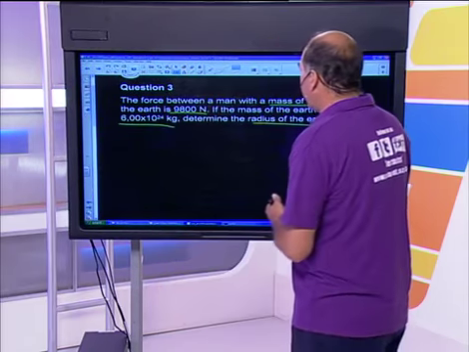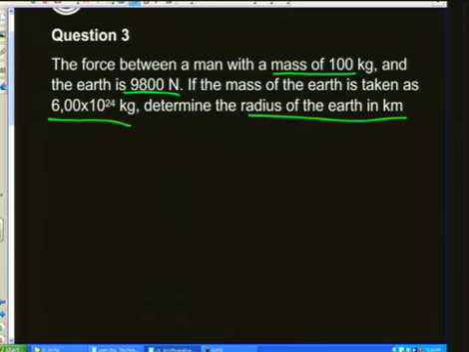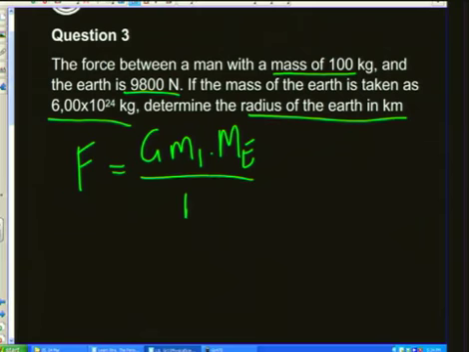Now, we're going to check if the data that we used earlier is actually accurate. So let's do it. We're going to use exactly the same formula. F is equal to G, M1 for the man, ME for the Earth, divided by R squared. But now, in this case, what are we asking?